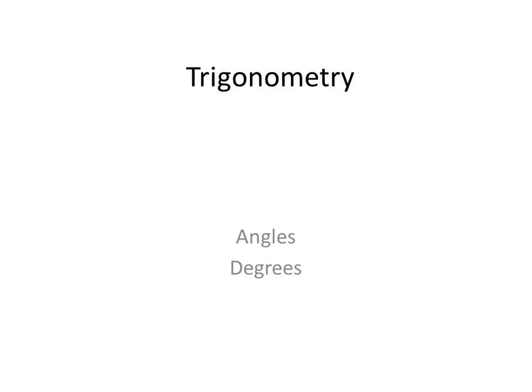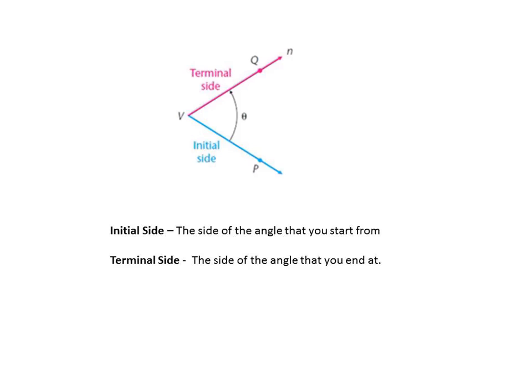All right, we're going to start trigonometry with angles and degrees. First thing we need to talk about is initial sides and terminal sides. If you look at the initial side, that's right here in blue. That means where you start from. So notice my arrow here. I start here and then I terminate on the terminal side, the side where you end.